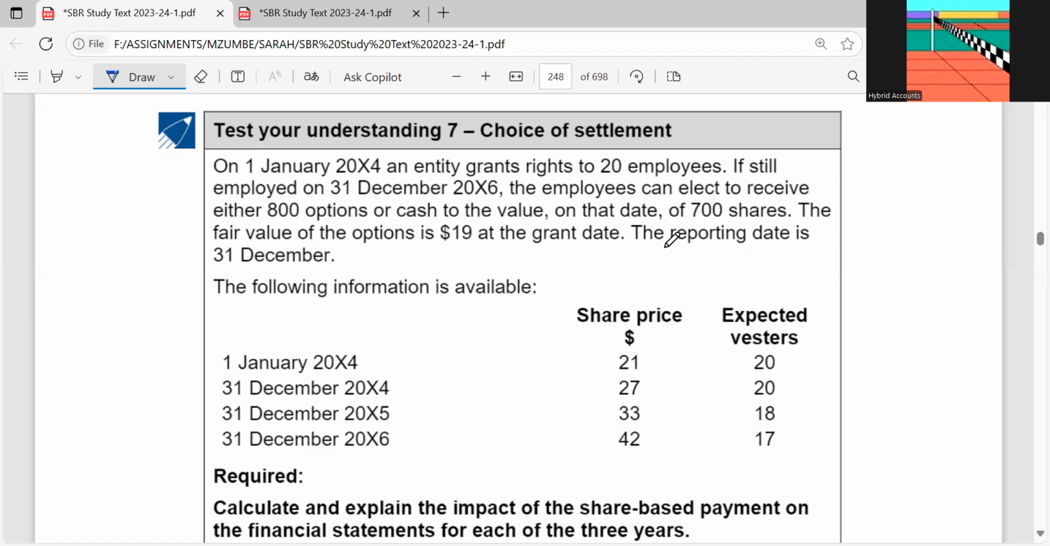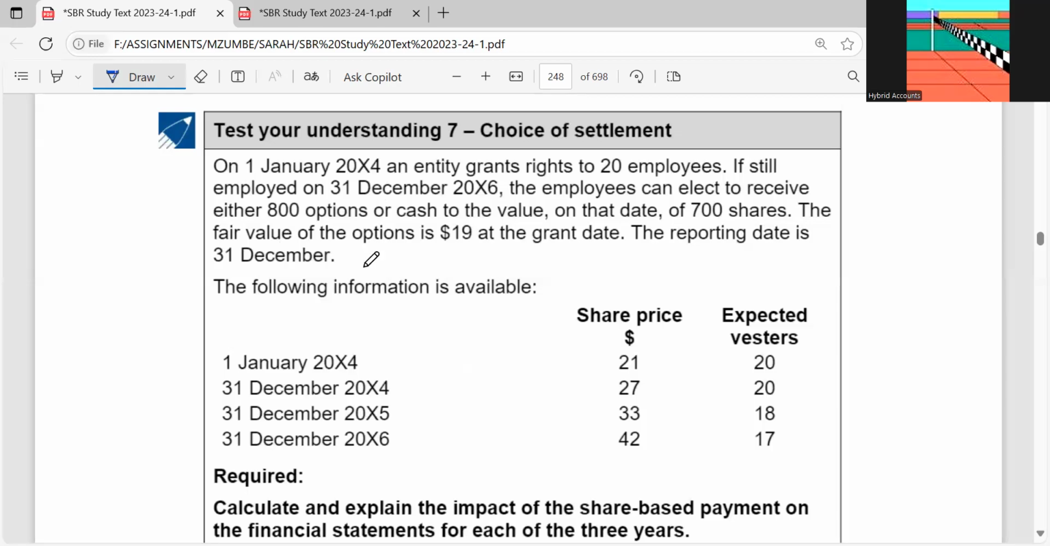So we have gone for the complex example, right? The counterparty has an option and not the entity. So the employees can elect to receive either 800 options or cash to the value. You see, so it's kind of both. 800 options is the equity. Cash to the value is just the cash settled, on that date, of 700 shares, right?